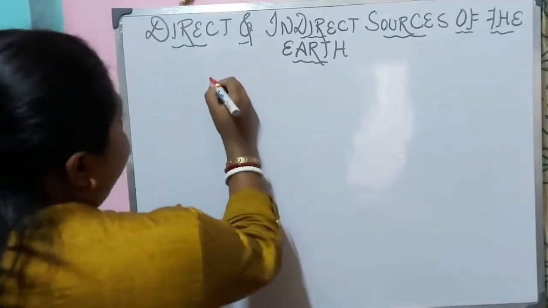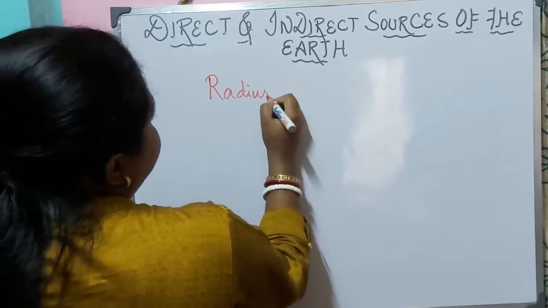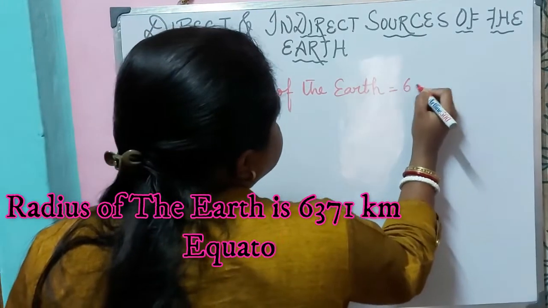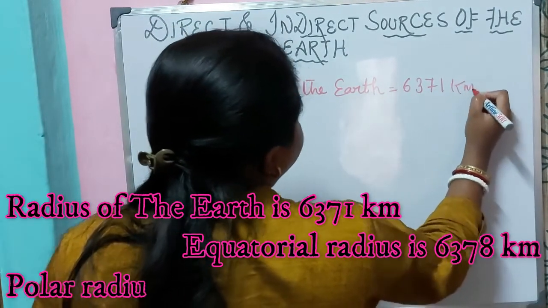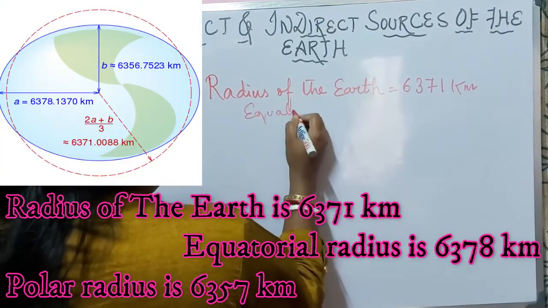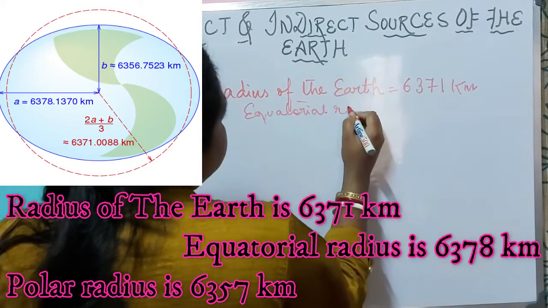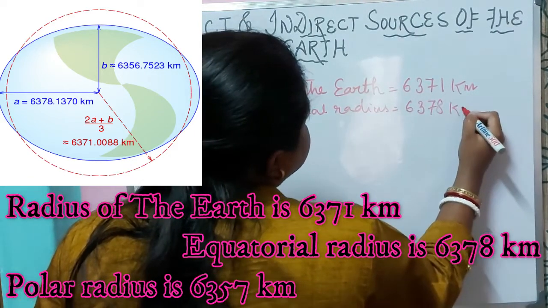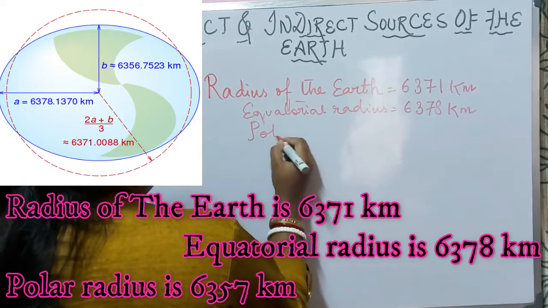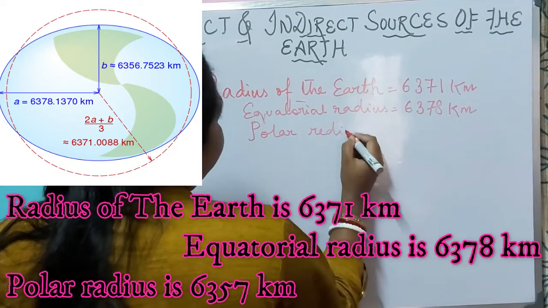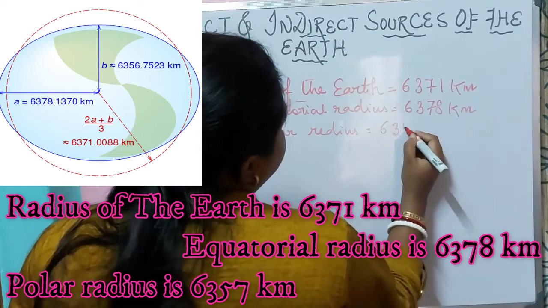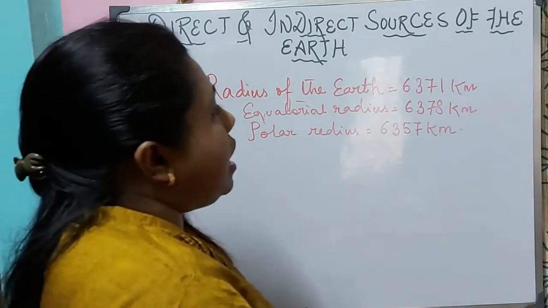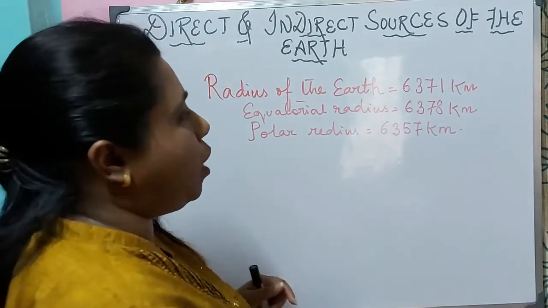Now, we all know that the radius of the earth is 6371 kilometer. What is the equatorial radius? It is 6378 kilometer, and the polar radius is 6357 kilometer. Now, we know the radius of the earth is 6371 kilometer.